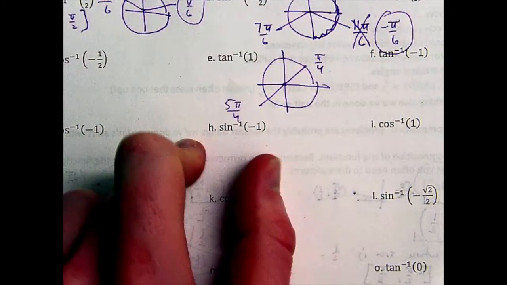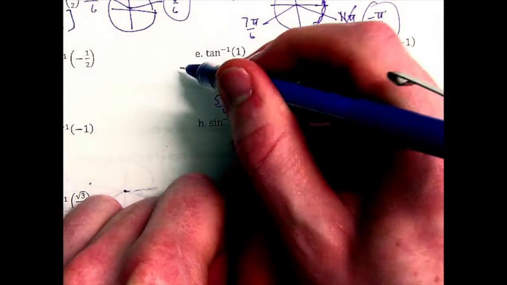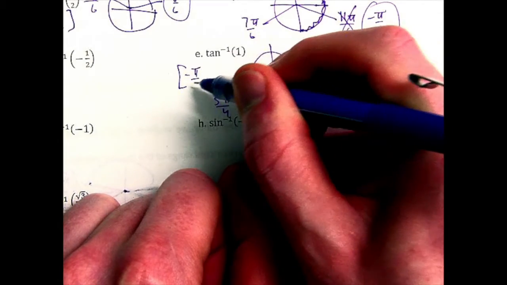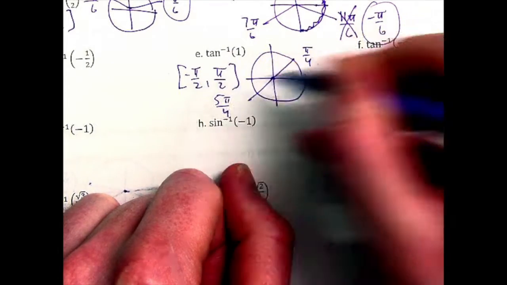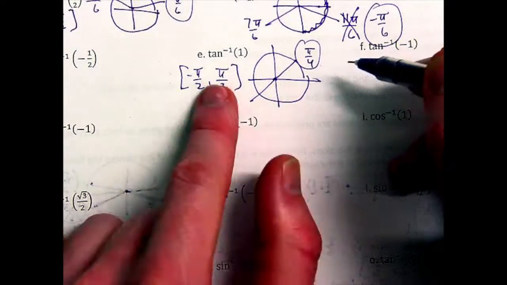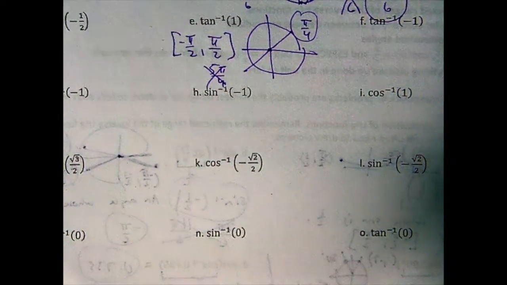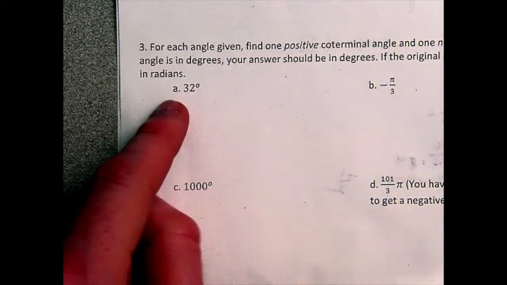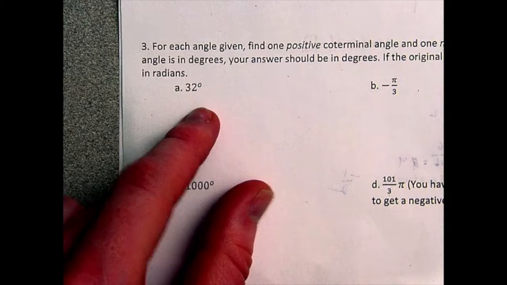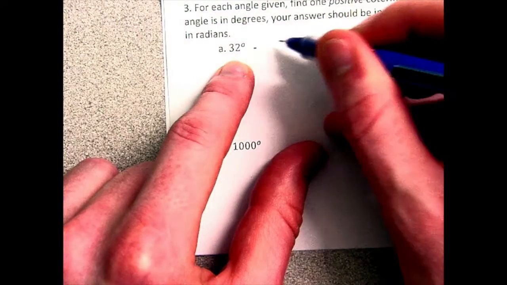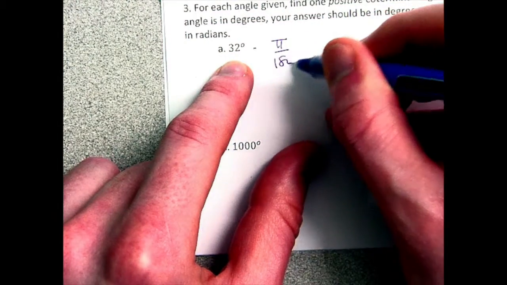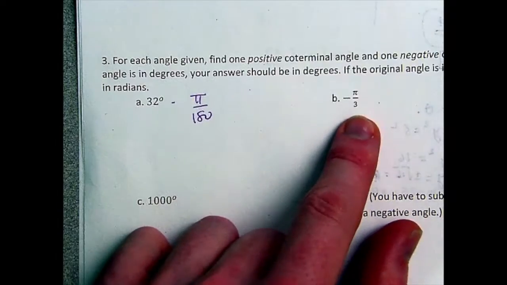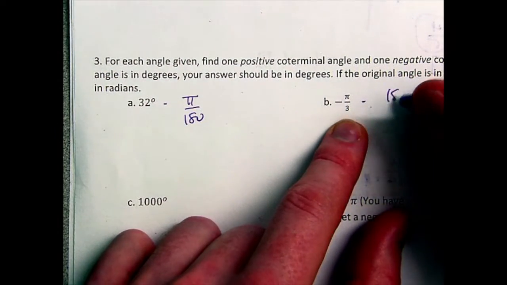Now, which of these angles is it? Well, it's the one that sits within the restricted range for inverse tangent, which is the same as the restricted range for inverse sine. Pi over 4 sits within this interval, this one doesn't. Okay, so that's enough of the inverse trig functions. These guys here, converting between radians and degrees. Hopefully you remember, to convert from degrees to radians, you just multiply by pi over 180 and simplify. To convert from radians to degrees, you just multiply by 180 over pi and simplify.